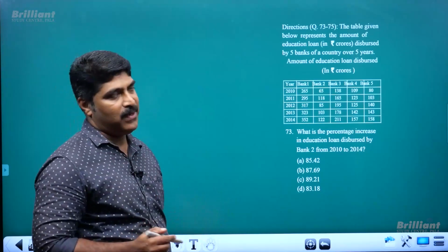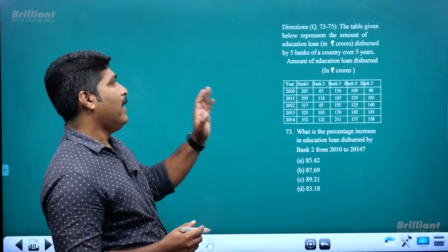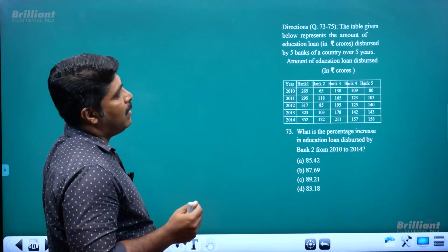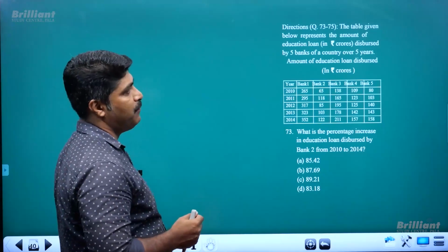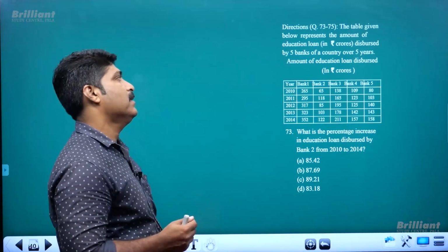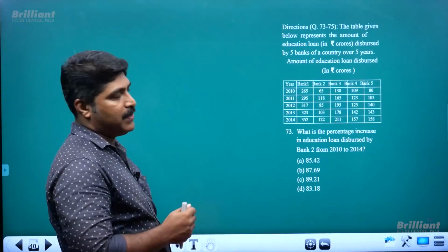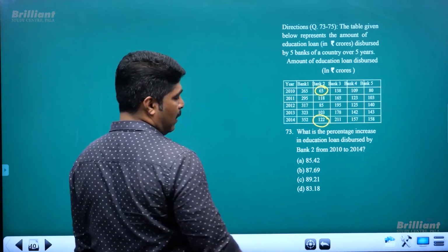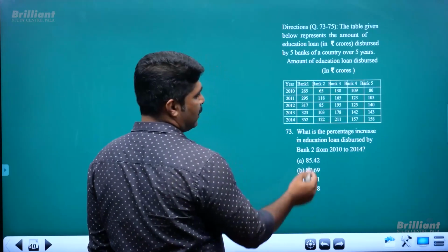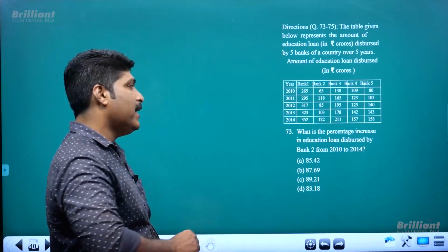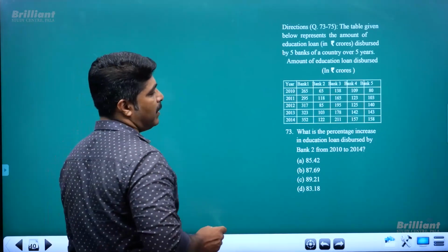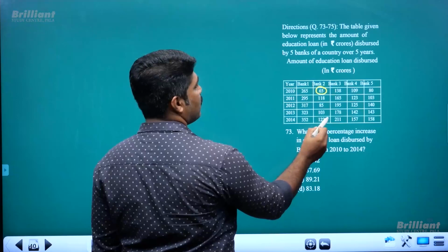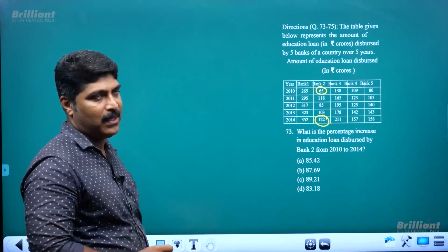These are the questions from data interpretation. Here it is given the amount of education loan disbursed by 5 banks of a country over 5 years. For question 64, it is related to what is the percentage increase in education loan disbursed by bank 2 from 2010 to 2014. In 2010 it is 65, in 2014 it is 122. Clear?